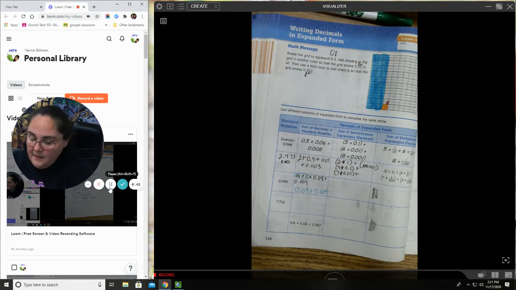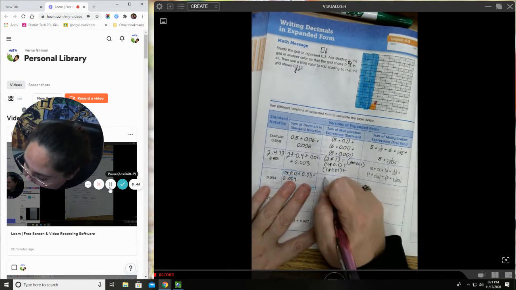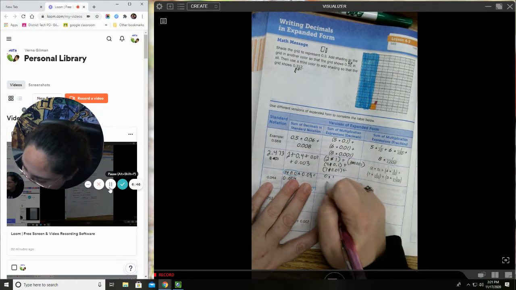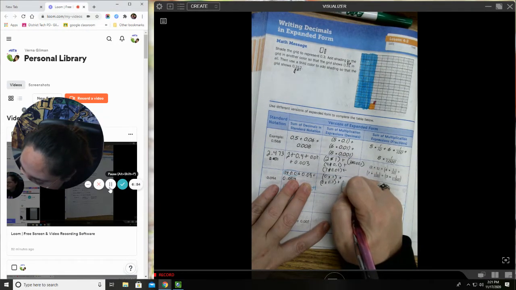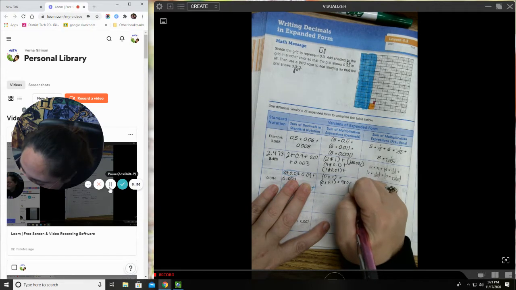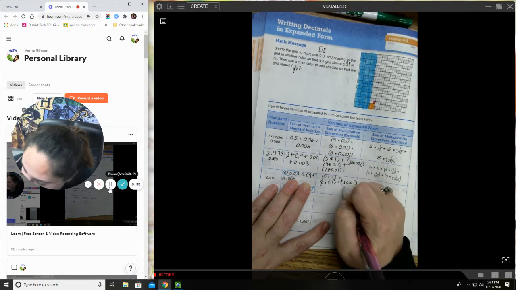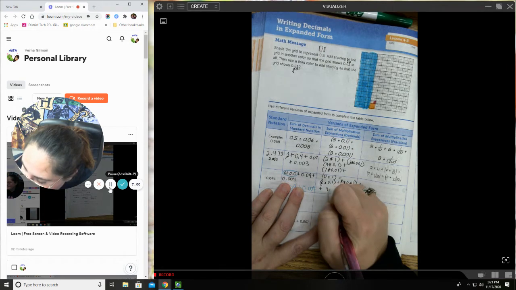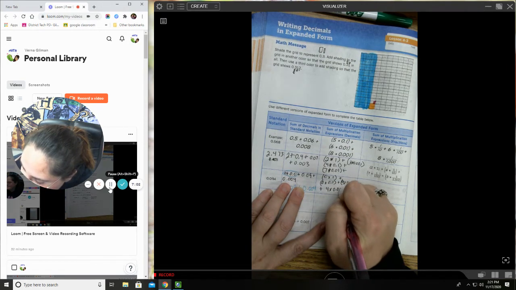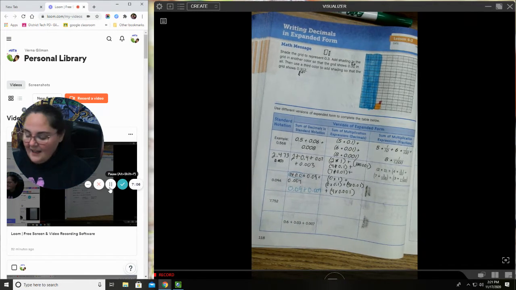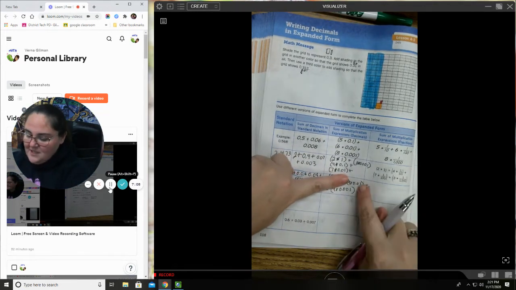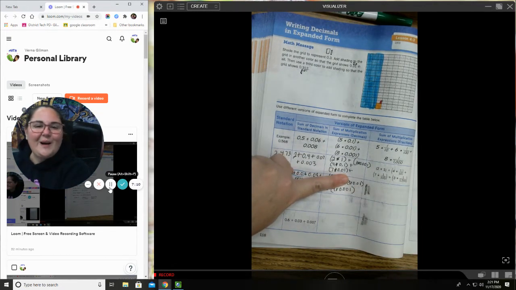For this one, you're going to do 0 times 1 plus 0 times 0.1 plus 9 times 0.01 plus 4 times 0.001. That's what you should have chosen for this answer. Again, just like before, if you just did these two, I would have accepted that as well.